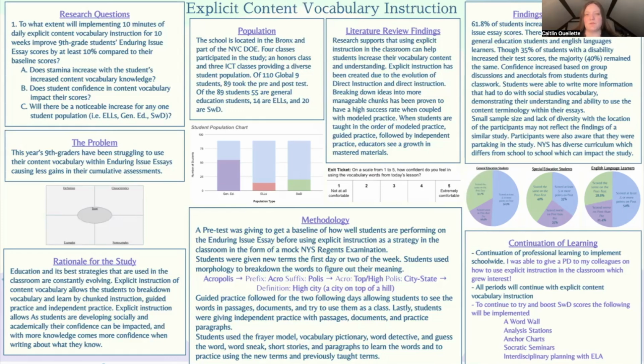I implemented this research in my own classroom. I teach Global 9 in the Bronx. I have about 110 Global 9 students who range from 14 to 15 years old. Of that 110 students, 89 participated because some students were absent during the pretest and some students were absent during the post-test. There are 55 general education students, 14 English language learners, and 20 students with a disability.